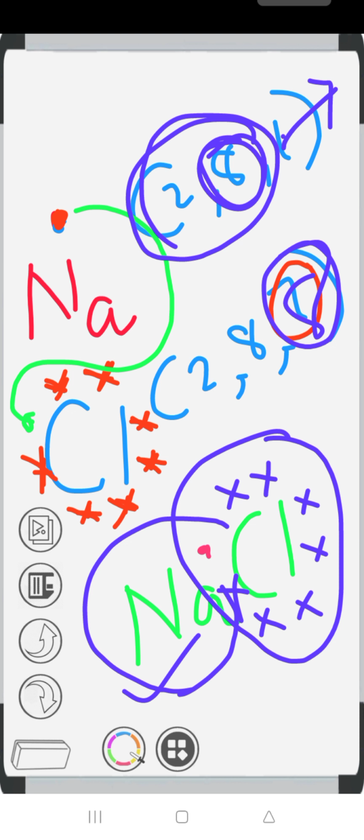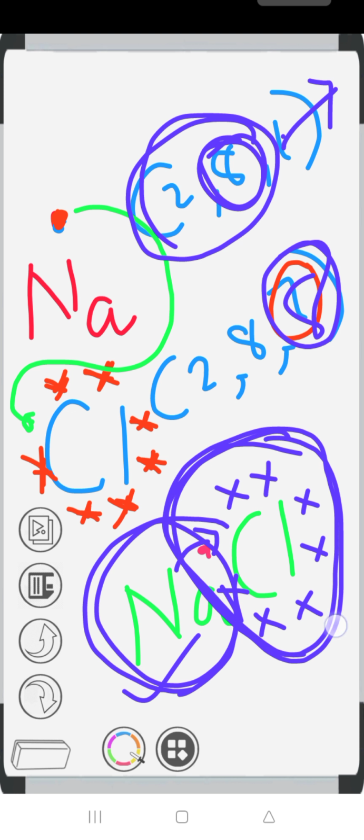So when they have come together, children, by transferring this electron, sodium has completed its stability. And chlorine, by accepting 1 electron from sodium, now has 8 electrons, so chlorine has completed its stability. This way, when sodium and chlorine come together to form a compound, they have attained their stability.